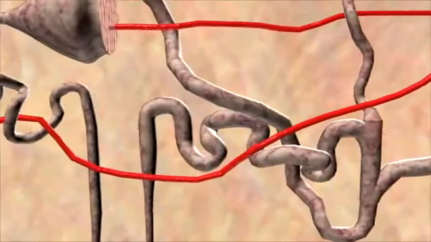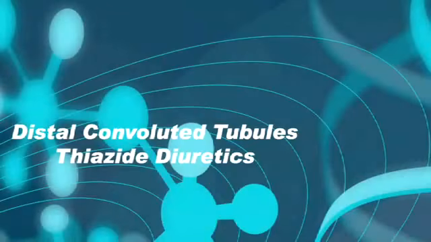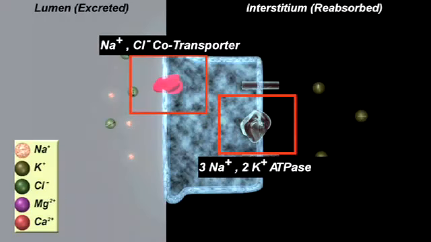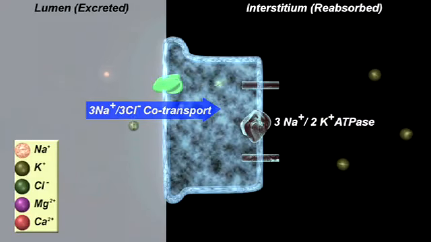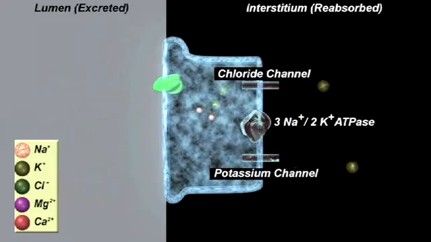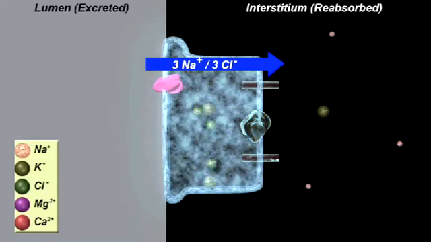The next site for diuretic action is the distal convoluted tubule. This is where the thiazide diuretics act. The transporters present in the distal convoluted tubule are slightly different than those described in the ascending limb. In the distal convoluted tubule, the sodium chloride cotransporter replaces the sodium deficit caused by the sodium-potassium ATPase. The chloride is reabsorbed through chloride channels, and the potassium returns to the interstitium through a potassium channel. This sequence results in overall sodium and chloride reabsorption.